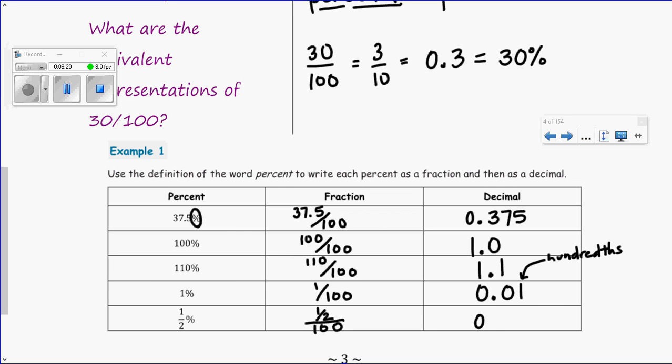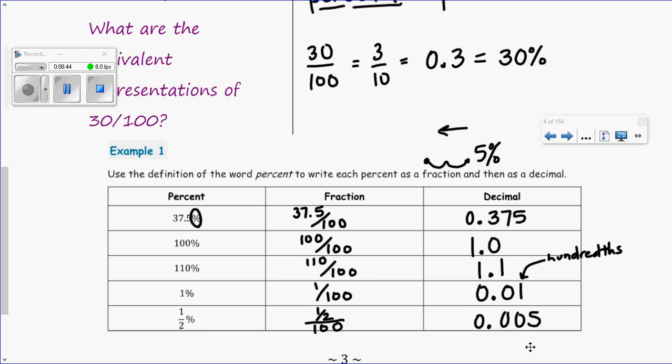And then the last one is a little tricky. A lot of kids think it's 0.5, but it's 0.5%. And if it's 0.5%, that means you would have to move the decimal twice to the left to make it into a decimal representation. And if you divide 1/2 divided by 100, you're going to get 0.005. Okay, hopefully that made sense.